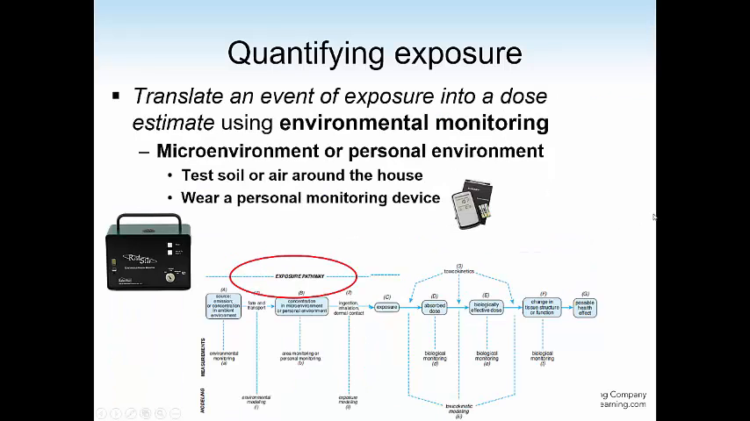All right. So to translate an event of exposure into dose estimation using environmental monitoring, okay, well, sometimes what we can do is we can look at the microenvironment or the personal environment. Just as an example, as far as how to do that. Again, let's say we're looking for radon, and it's very hard to look at that using the toxicokinetic part downstream. So we can look at the exposure pathway upstream. So we can test soil and air around the house.